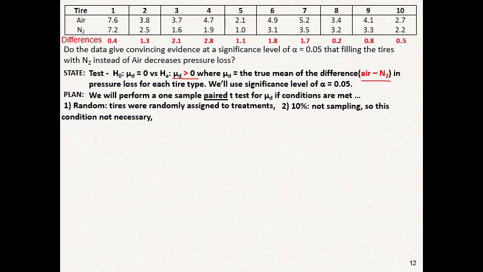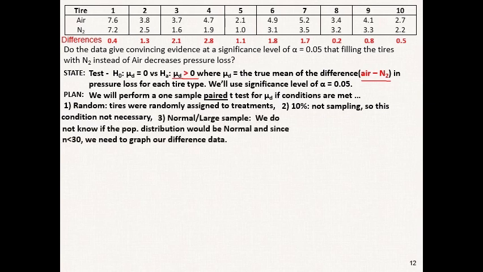We are not sampling here. We're doing an experiment, and so this is one of the first times we're using an experiment in a significance test. Because we're not sampling, we don't really have to worry about sampling without replacement or the 10% condition. The independence doesn't come into play here.